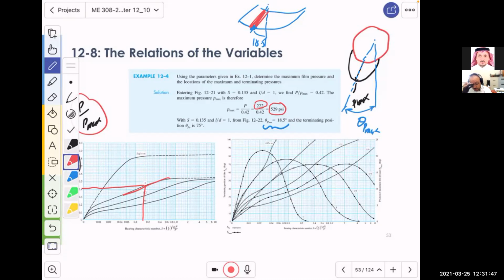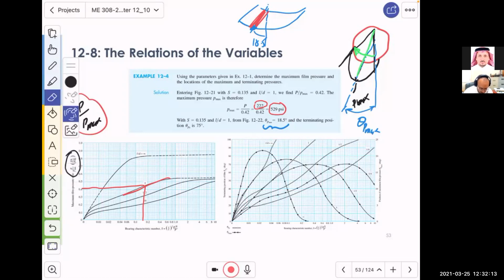Because to our surprise, when Raimondi and Boyd did their analysis, they realized something very interesting, at a point after this. You see here, this angle, let me make it in green. This angle from here to there. So I think I ruined this graph.